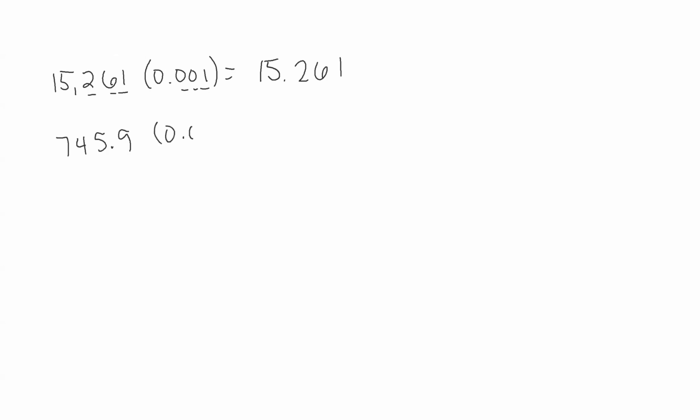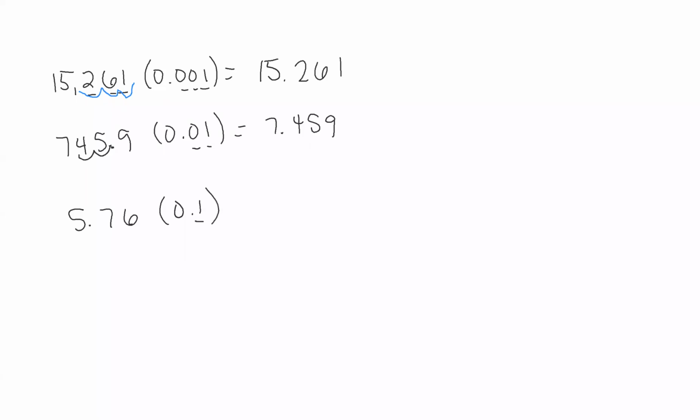What if I have 745.9 times 0.01? Okay. Well, I've got 2 decimal places, so I need to move my decimal back twice. Now notice we didn't start with a whole number this time, so you're not just starting at the end of the number like right here and then going back. Okay, you're starting at the decimal point and then going back. So I'm going to go 1, 2 places to the left, so I would get 7.459.